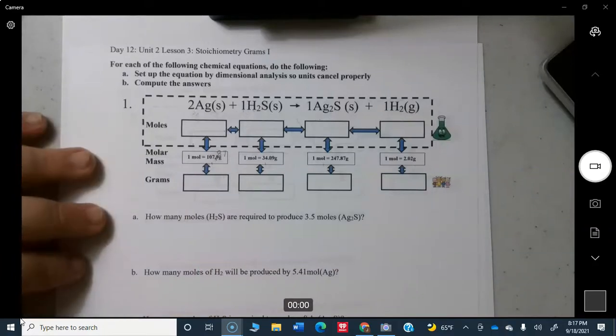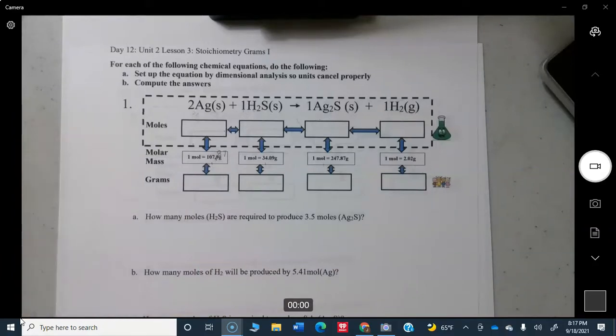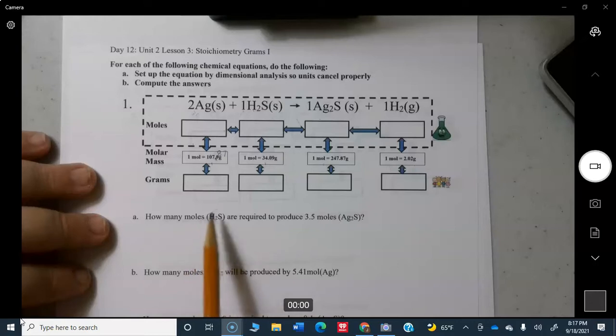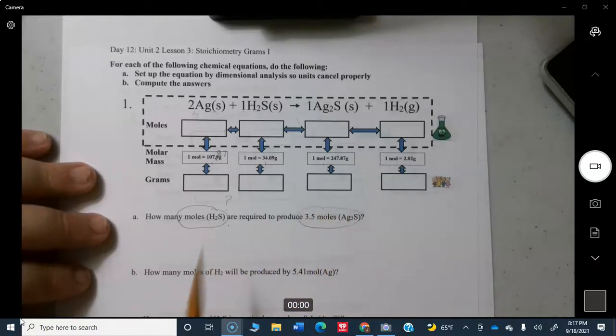Okay, so what we're going to do is get started. These are all one conversion problems. They're all moles to moles. So the first one says, how many moles of H2S? So this is what we're looking for. That's our question mark. We're trying to find that. Are required to produce 3.5 moles of Ag2S. So this is what we know.